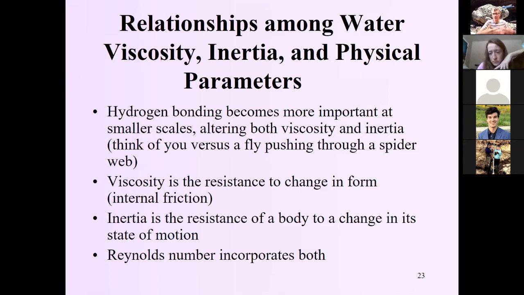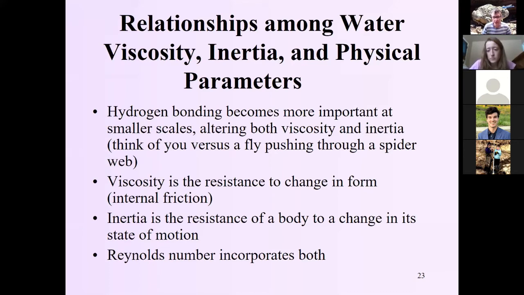So if you think of the hydrogen bonding being this little net thing that's holding things, and you think of something like a fly pushing through a spider web, right? Use that as an analogy. Fly can't push through a spider web. It gets stuck. We just walk through it and go, spider web, right? It's because of the difference in scale. The same thing is going to happen if we have a bacterium trying to swim through water, or we swim through water. Right, it's going to be more resistant and feel more viscous.